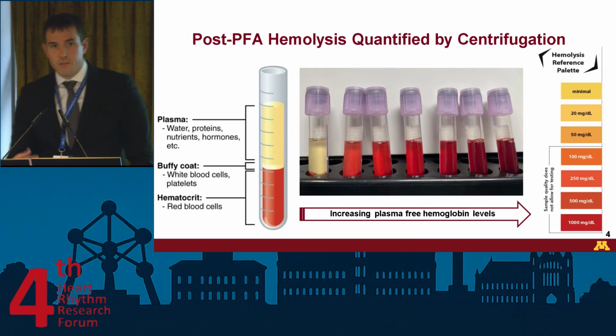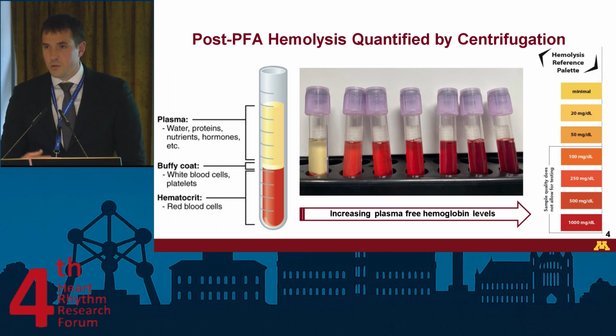So this can actually be visualized by centrifuging blood down. So you have your plasma, your buffy coat, and your hematocrit. And with increasing ablations, you can actually visualize this across here visually, and make indications off of this hemolysis reference palette. So you can actually just visually do it if you don't have a spectrophotometer handy.